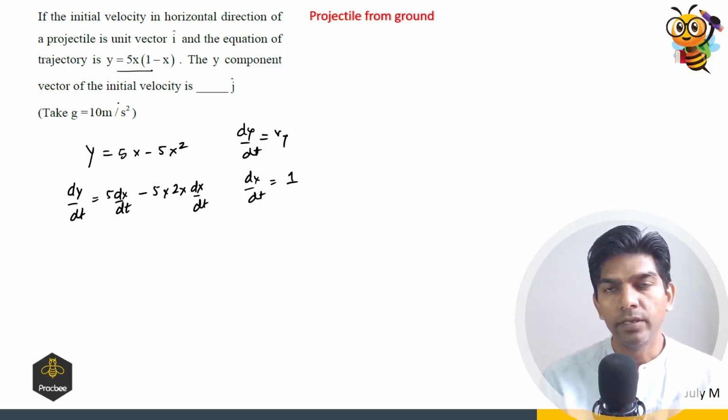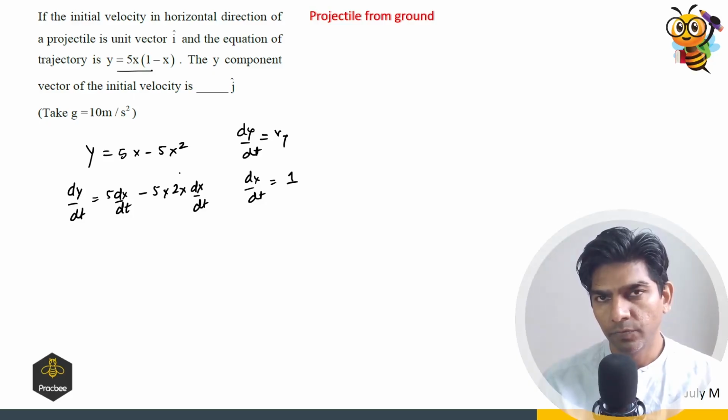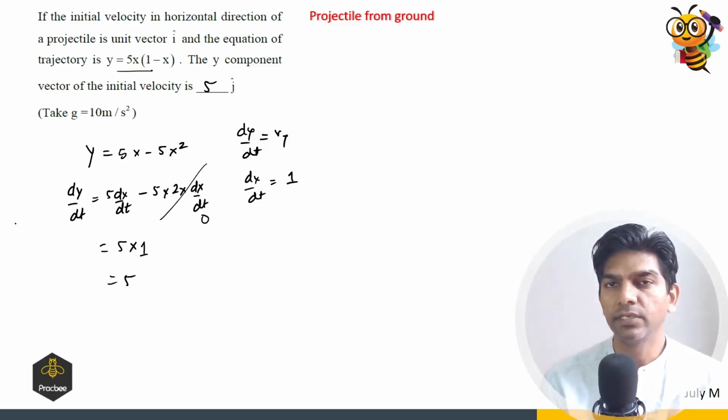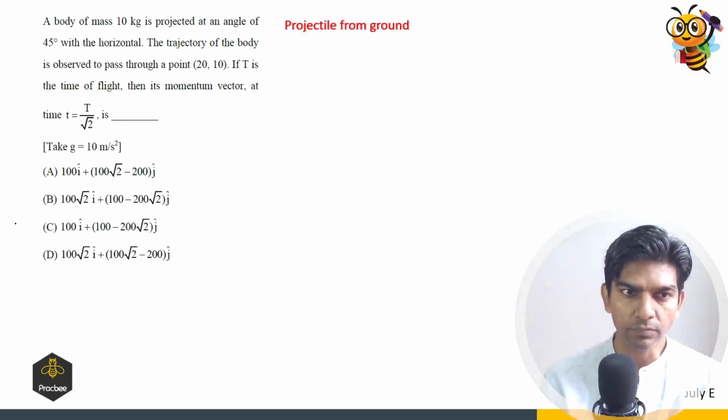And initial velocity they're talking about, so x will be 0 initially for the point of projection. So this term will become 0. So 5 times dx by dt, which is 1, so it will be 5, right? So 5 is the answer of this question.